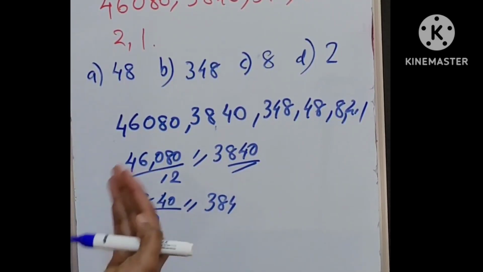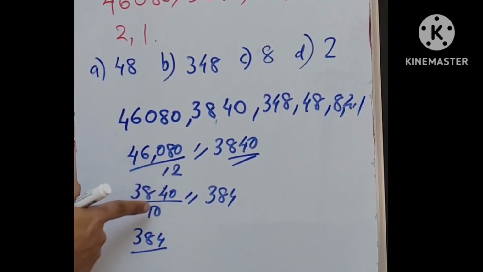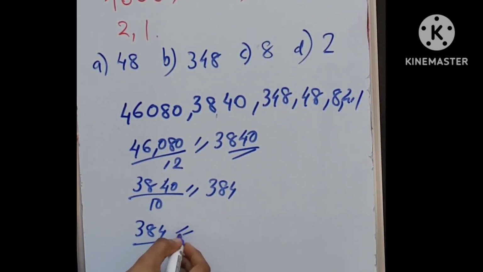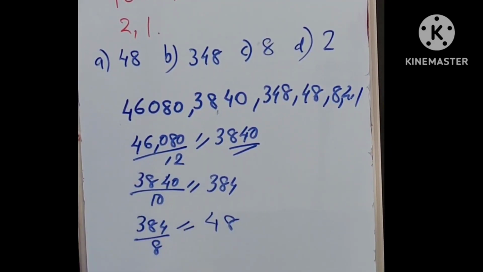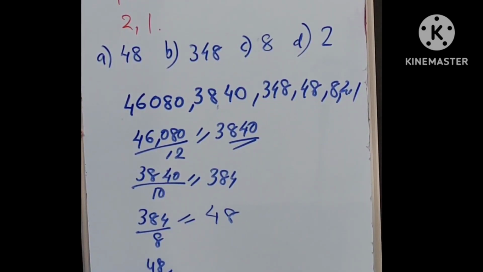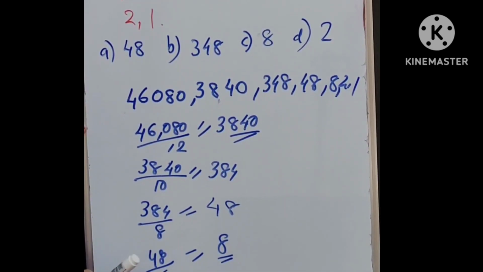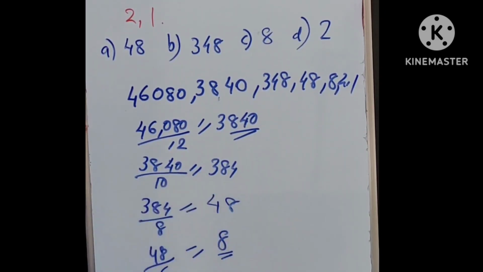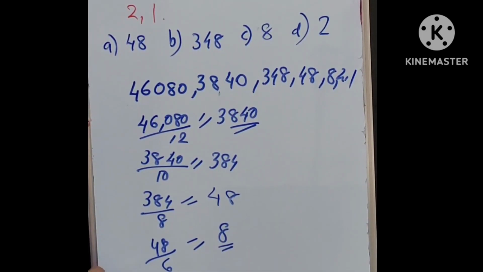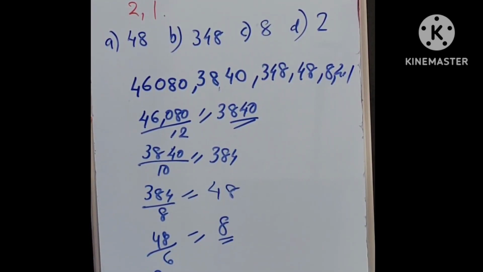So let's find the third term. That is 384 divided by first 12, next 10, next 8. If we divide 384 by 8, we get 48. Next 48 by 12, 10, 8, 6. 48 by 6, 8. 6 8s are 48. Next is 8 divided by 12, 10, 8, 6, 4. 8 divided by 4, we get 2. And next is 2 divided by 2, we get 1.